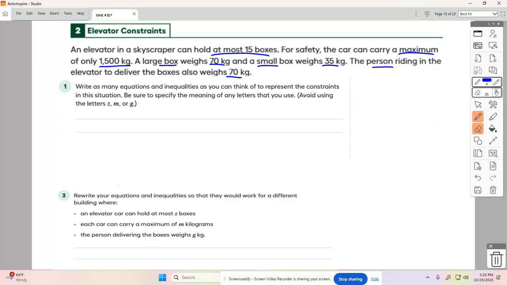Okay? All right, now for number 1, it says to write as many equations and inequalities as you can think of to represent these constraints in this situation. Be sure to specify the meaning of any letters that you use. So the first constraint, an elevator can hold at most 15 boxes. So let's say that B is the number of boxes. We have to define our variables. You should be writing this.